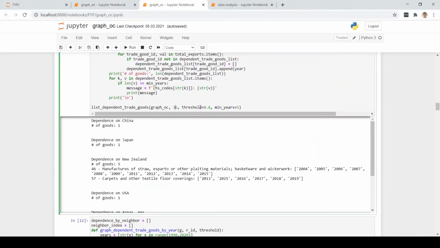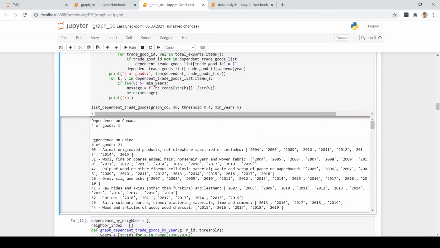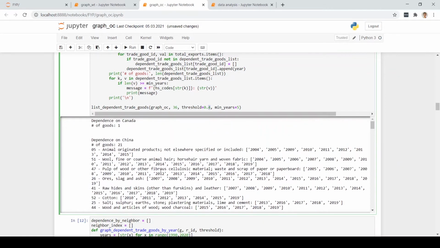When we change the country or when we change the threshold, you will see that a different list of trade goods are displayed. So if we lower the trade threshold, naturally there will be more dependencies. We see that there are a lot of trade goods from Australia that are dependent on China with higher than 0.4 threshold. And the threshold is fairly significant even at lower numbers, because this means that for all of the trade goods displayed here, more than 0.4 out of 1, so more than 40% of the trade value exported from Australia goes to China. And we see that there are 21 trade goods that are dependent on China.